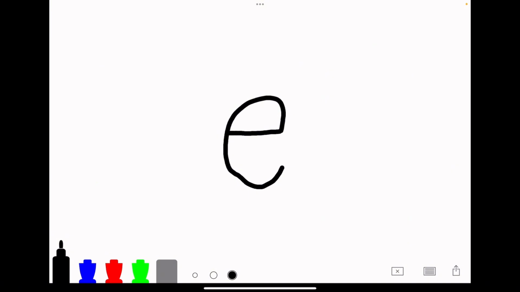But Miss T is going to do that for you guys one more time because my e looks a little bit messy. So we're going to start off with our straight line. And then we're going to make a curved line going all the way around.